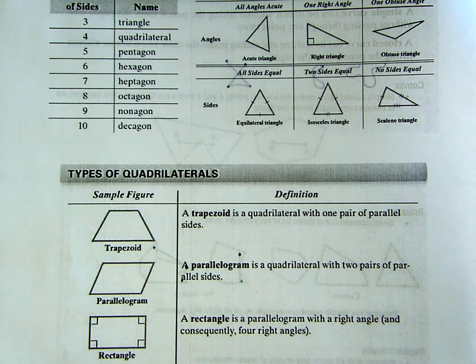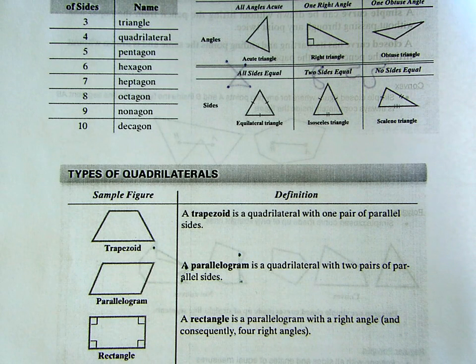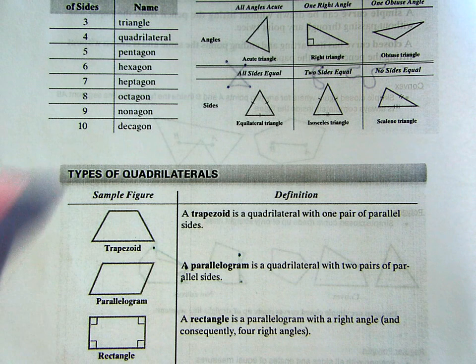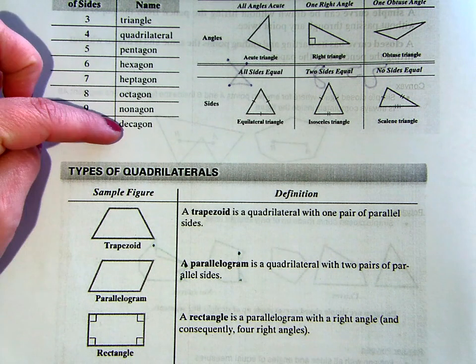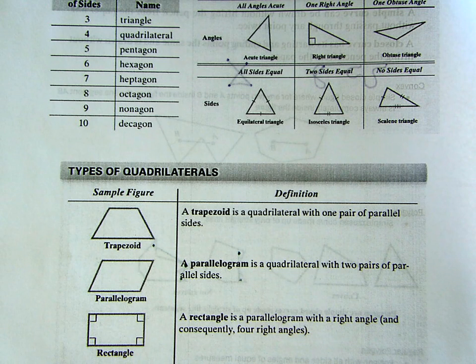Pentagon, penta means 5. Hexagon, hexa means 6. Hepta means 7. Octagon, that's your stop sign, 8. Nonagon is 9, and decagon is a 10. So if you ever had Latin, then that's where a lot of these words will come from.